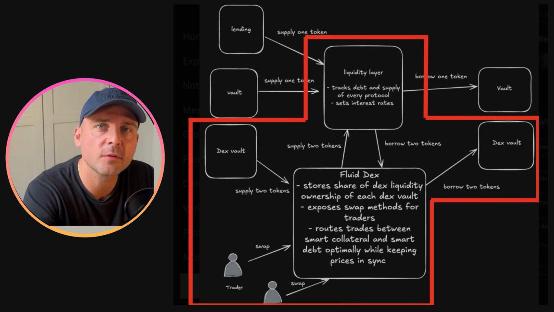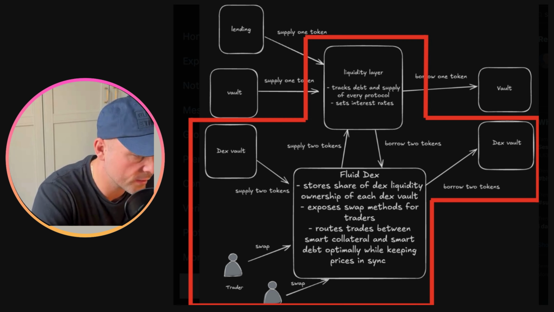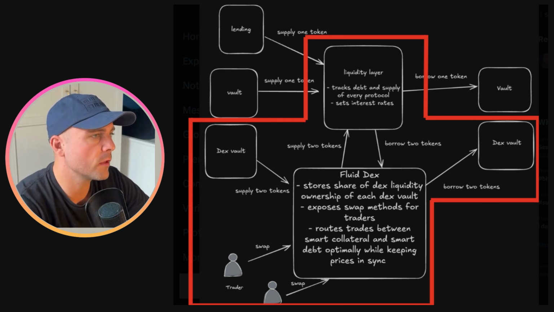To better understand this integration, however, we need to zoom out and take a bird's eye perspective on Fluid's architecture. At the core of everything Fluid, you have this foundational liquidity layer. Then you have the lending protocol, which allows lenders to supply a single token into this foundational liquidity layer. Next, you have the vault protocol, or Fluid's borrowing protocol, which allows borrowers to supply one token as collateral and borrow a single token against it. All of this is what we extensively covered in part 1 of this video, meaning the liquidity layer, the vault protocol, and the lending protocol.